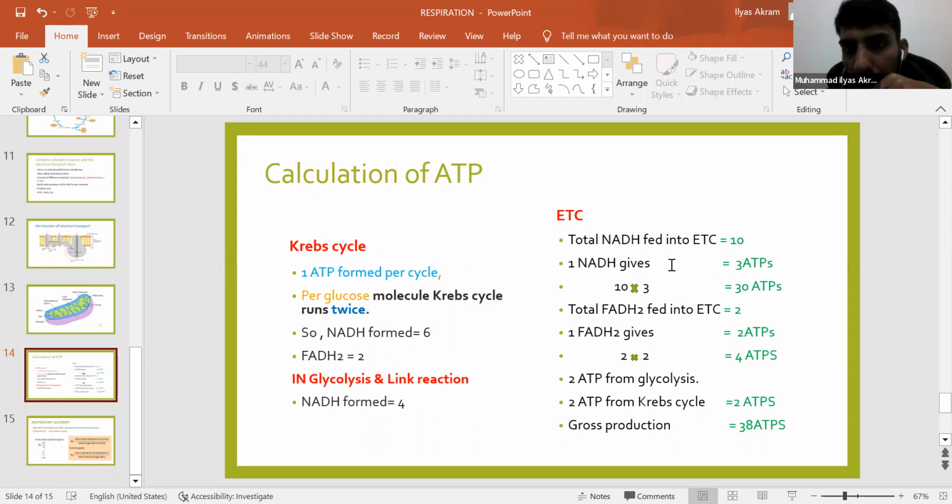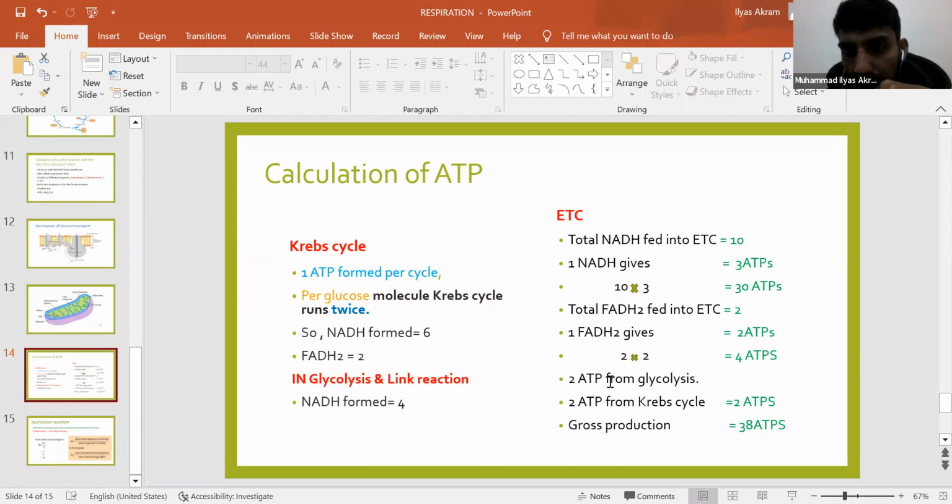And 1 NADH gives 3 ATP molecules. So if 1 NADH molecule gives 3 ATP molecules, then the total number of NADH will give us 30 ATP molecules. And we have a total of 2 FADH2 in the electron transport chain. 1 FADH2 gives 2 ATP molecules, so 2 times 2 is 4. Only 4 ATP molecules will be formed by the FADH2.